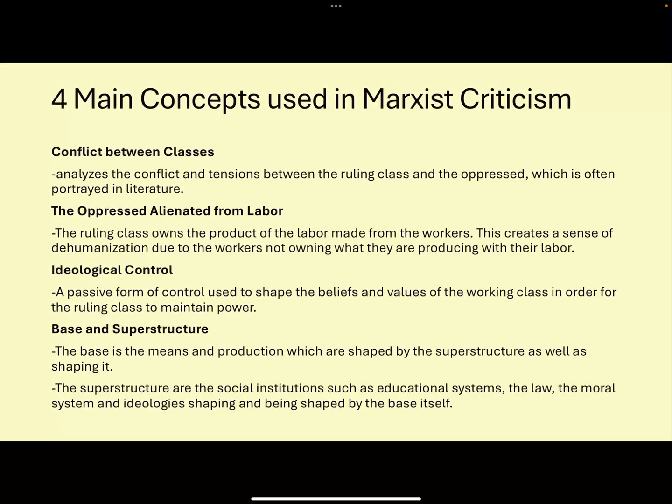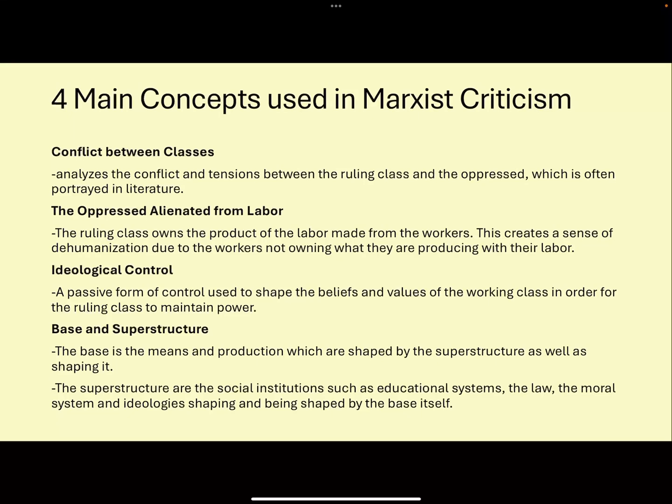Second, the oppressed alienated from labor. The ruling class owns the product of the labor made by the workers. This creates a sense of dehumanization due to the workers not owning what they are producing with their labor.